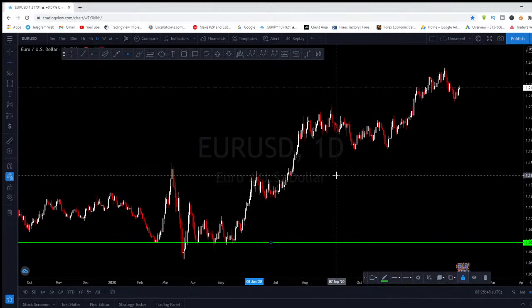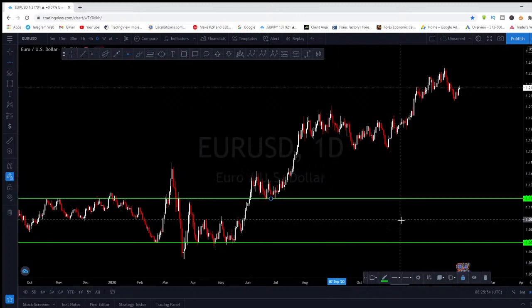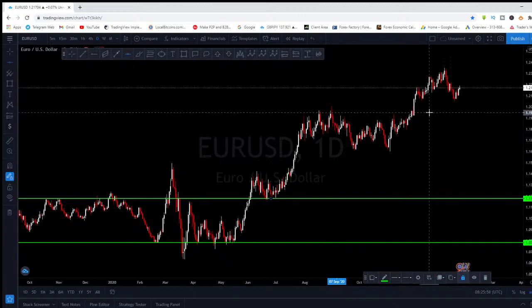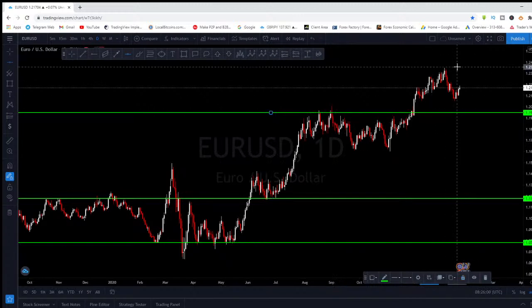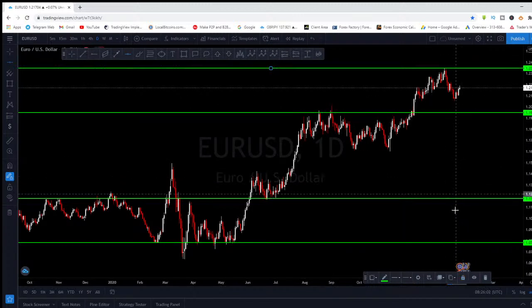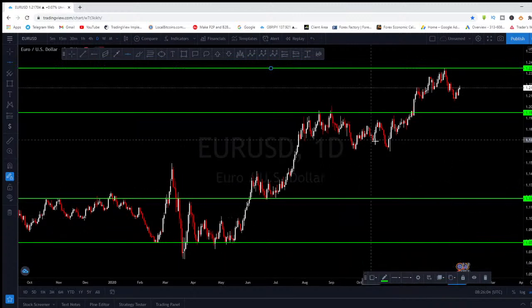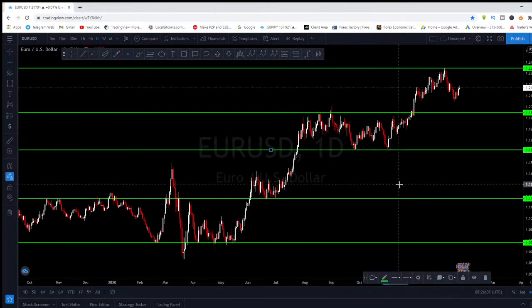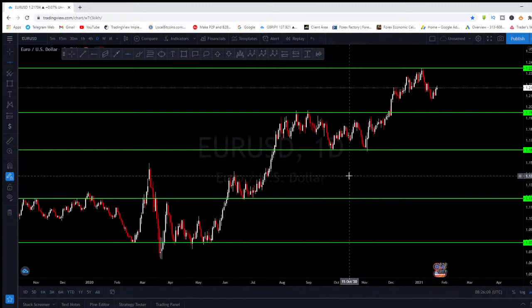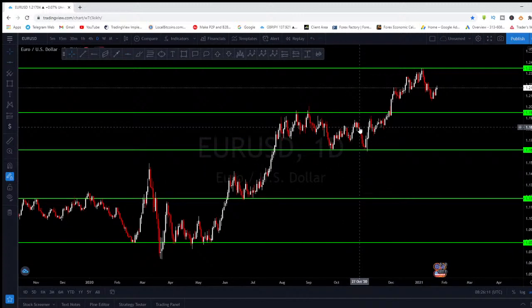This is another resistance, but let me put this one first. That's another resistance and support, rather. Resistance here, resistance here, right? And another one here as well. So that's support and resistance on this daily time frame, which is Euro USD.